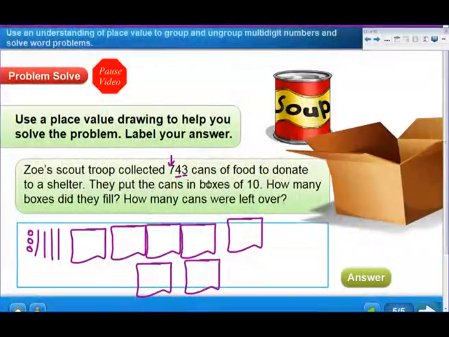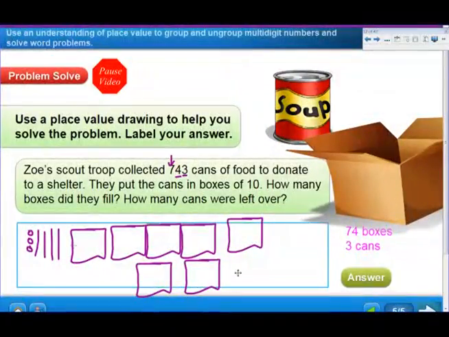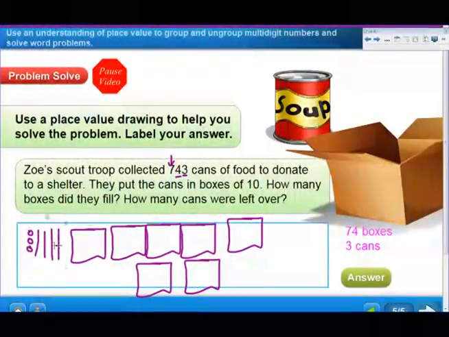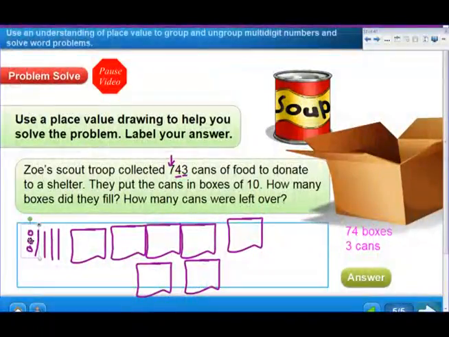Now they put the cans in boxes of 10. How many boxes did they fill? And how many cans were left over? Here's our answer. 74 boxes. There's 7 plus 4 more. 1, 2, 3, 4. 74 boxes plus 3 cans are left over.